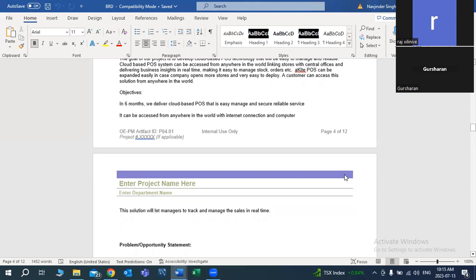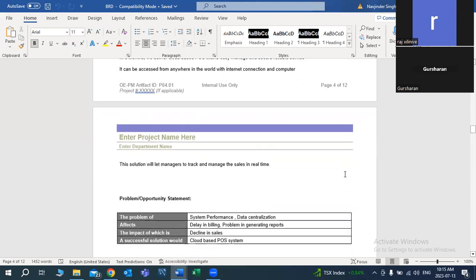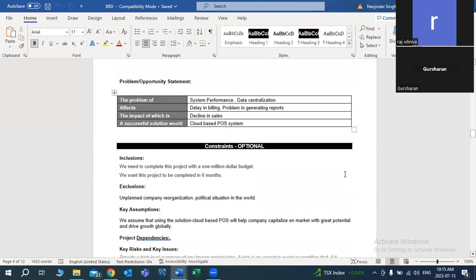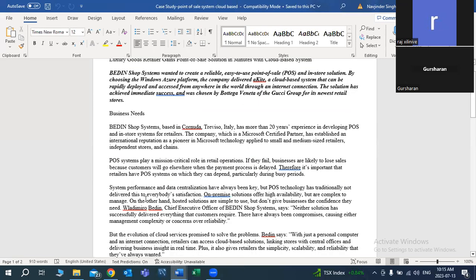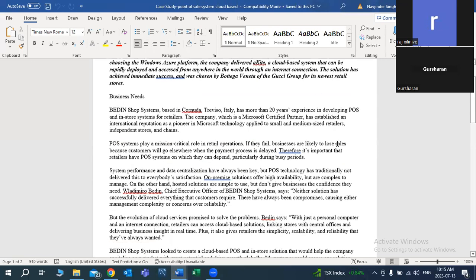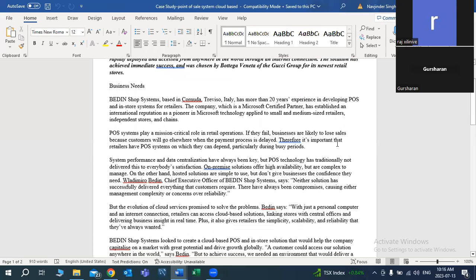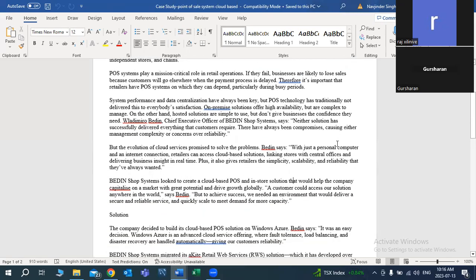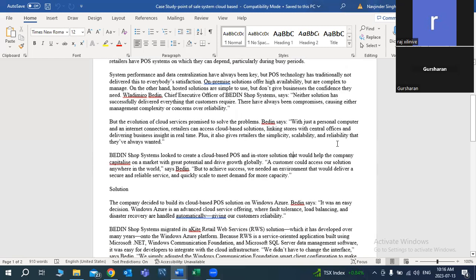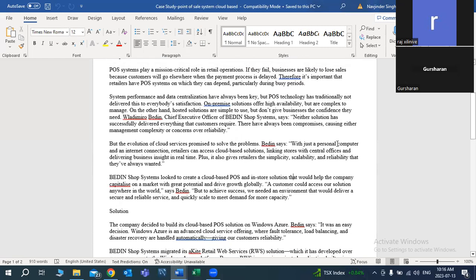Understood? Next, problem opportunity statement. Here you need to write down the problem. Now, how to understand the problem? Go through the case study. First, open the case study. Can you identify where the problem was here? Is there any problem mentioned? If yes, where was that?